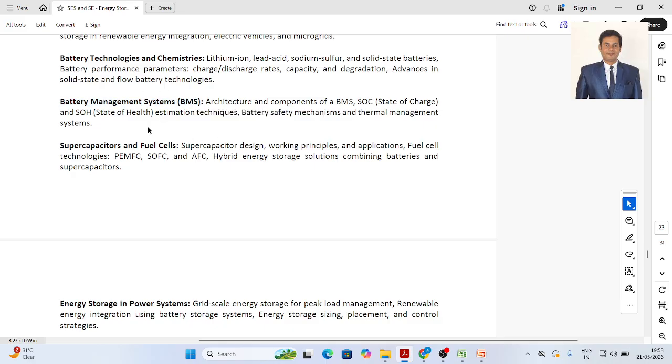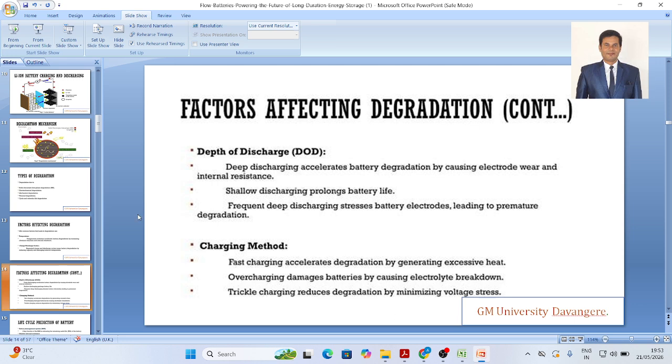If we don't monitor the battery properly, the health is gone, and the charging and discharging system is gone. You cannot have safety for the batteries, and you cannot have thermal management either. The rise in the temperature in the batteries will also occur. So this is a very interesting topic. For that you have to understand the concept of degradation. Degradation is very important.